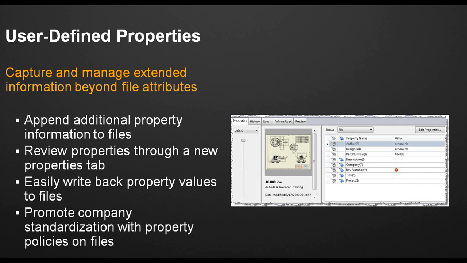User-defined properties within Vault Workgroup allow you to capture and manage extended metadata beyond just the iProperties and attributes that you might have within a file that's inside of Vault. You can promote company standardization by putting on policies, ensuring that people fill out these properties on files before they get released.